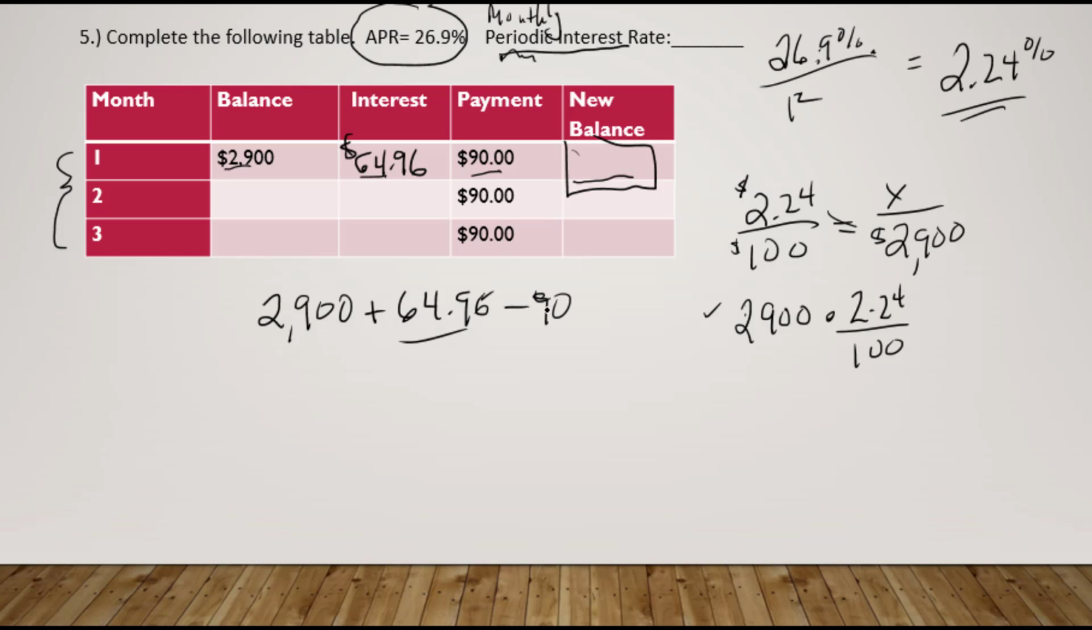Minus 90. Oops. And I'll put that in here. So 2,900 plus 64.96 minus 90. And I'm getting 2,874.96. Now my beginning balance of month 2 is going to be 2,874.96. And I'll leave the rest to you.